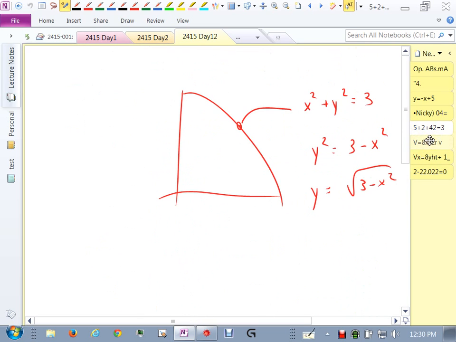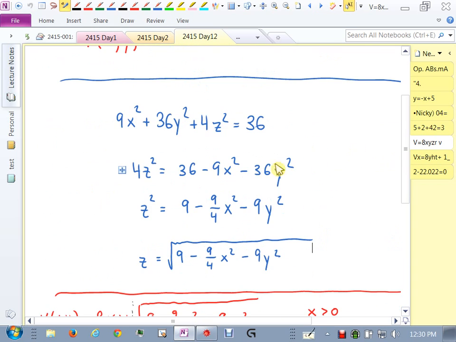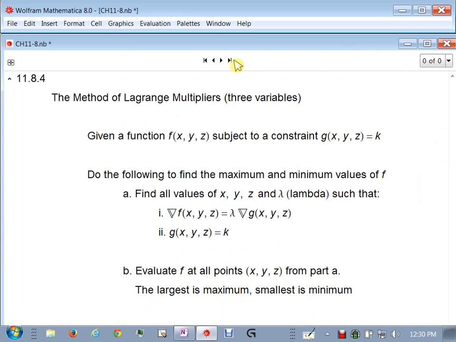In fact, help me remember this. Please remember what this is, right? 936, 436. Got it? Okay. Let's see.